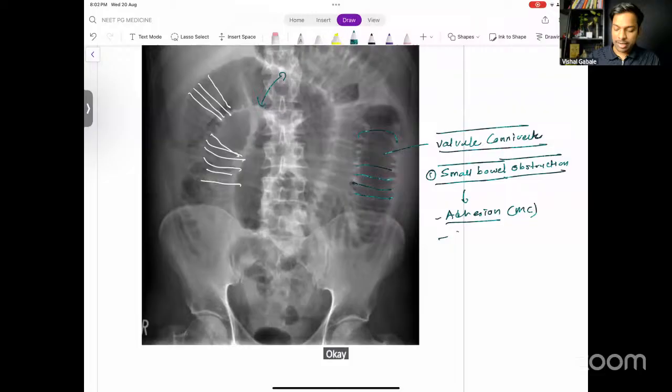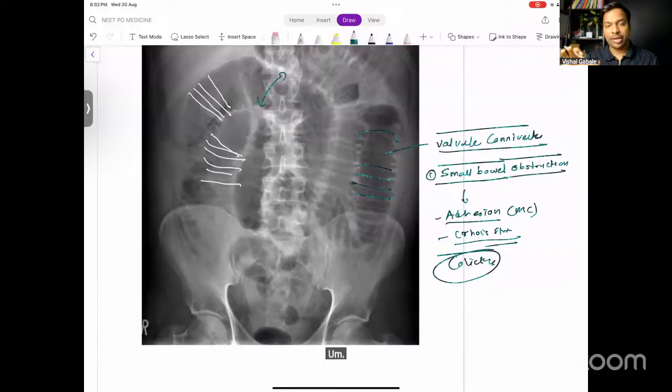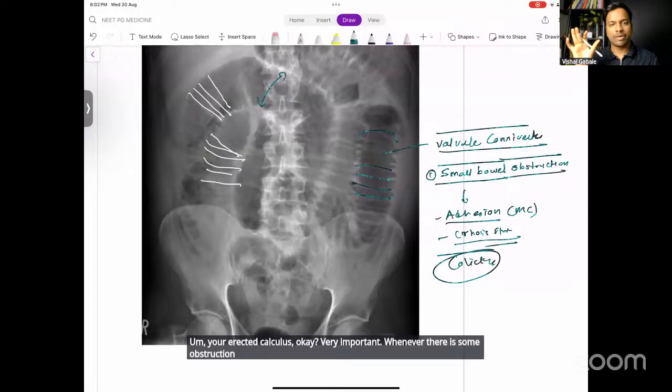Okay, adhesion can be there, Crohn's stricture can be there. Anything can be there. Exactly, colicky type of pain. Very nice. Colicky pain will be there, sharp pain, like obstructing pain. This kind of pain will also be seen in your ureteric calculus. Very important. Whenever there is some obstruction, colicky pain will occur. Very important. And how do we manage this patient?